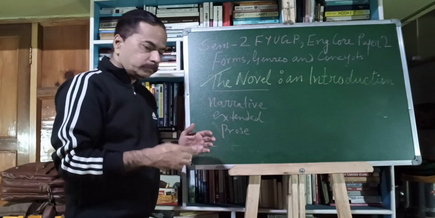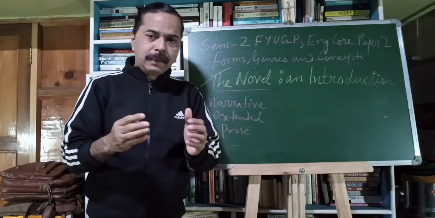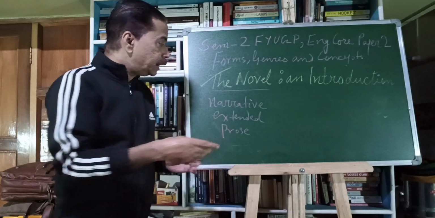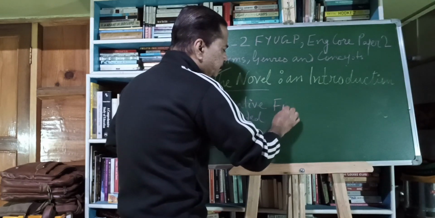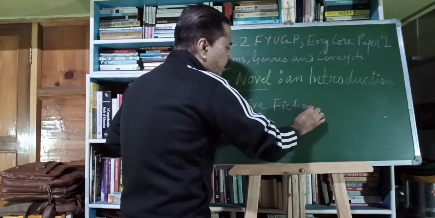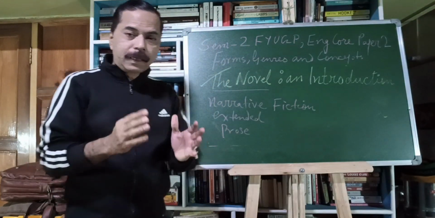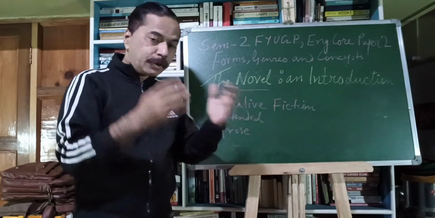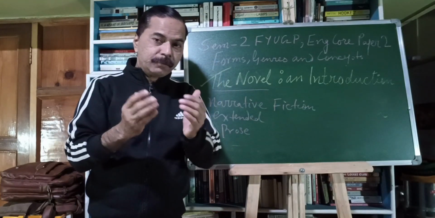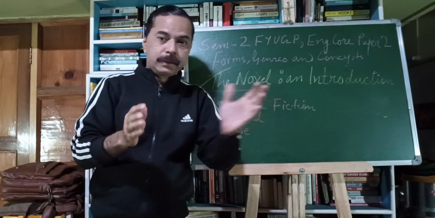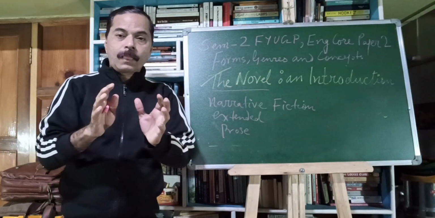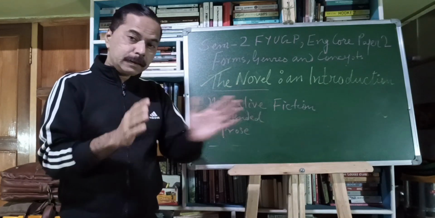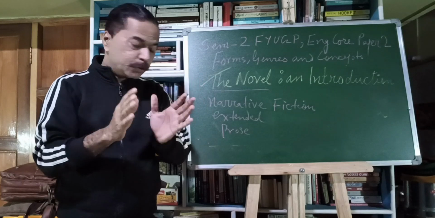Then Arnold Kettle, for example, defines the novel as a realistic prose fiction complete in itself and of a certain length. So it is fiction. Novel is fiction. It is not an account of things that have actually happened. It's not news, for example. It's fiction. It's invented. Now, poetry is also invented, but poetry we take as a different genre altogether. So when we talk about fiction, we mean prose fiction, and under prose fiction comes the novel and the short story. So in that sense, the novel is part of fiction.